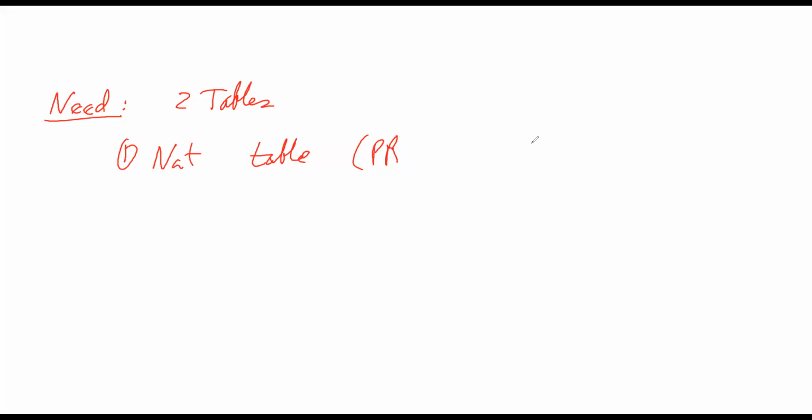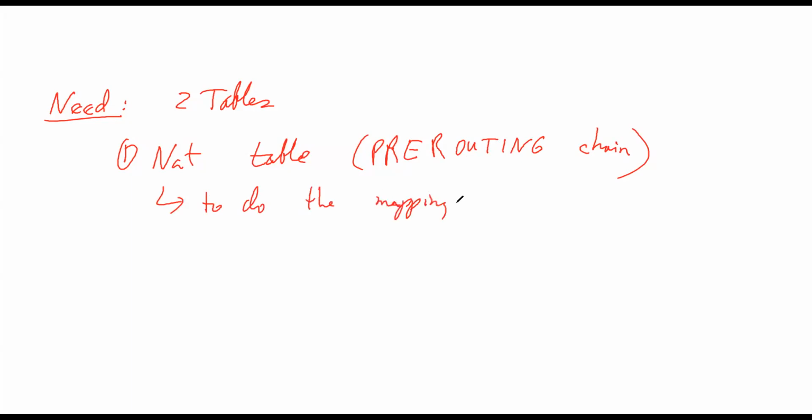Thanks. All right. So for the NAT table, we can use the pre-routing chain. The pre-routing chain is the one that we would use, and as I said, this basically does the mapping. So we want to do the mapping here for this particular case.